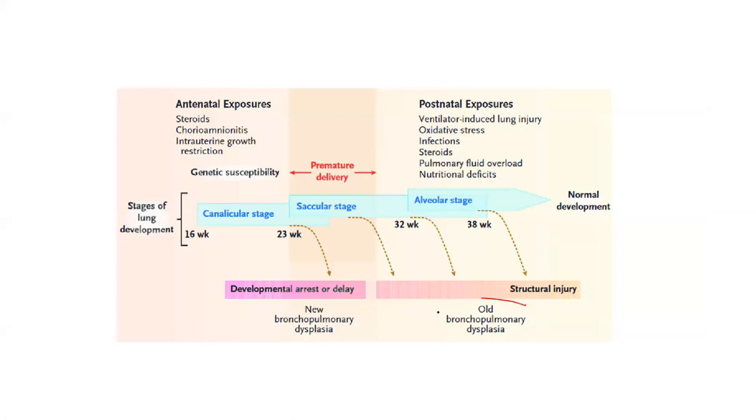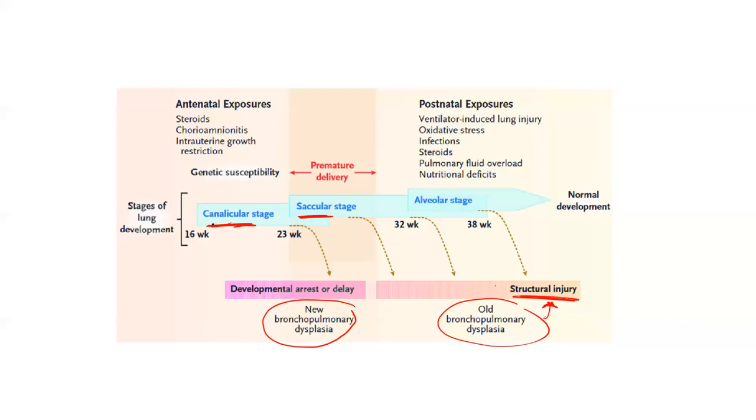So the old bronchopulmonary dysplasia usually happens when the lung structure is already formed. So what happens? Damage to the lung structures. Versus with the new technology, we start to resuscitate even younger babies, and we start seeing a different pathology. That's why they call it new bronchopulmonary dysplasia, because it appears at the early saccular phase and canalicular stage.